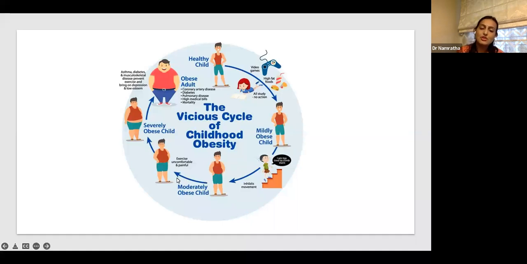So it becomes more and more difficult for the moderately obese child to exercise, and it becomes more uncomfortable and painful. As the child becomes more obese, a lot of things get added: other comorbidities such as asthma, diabetes, or even musculoskeletal issues, low self-esteem, and other aspects. They make it more and more difficult for this child to exercise, and this child can still be consuming the same amount of calories, or can also turn to stress eating and other forms of disordered eating, which will ultimately give rise to a severely obese child. A severely obese child, if unattended, is going to become a severely obese adult. So at some point, we have to break this cycle.